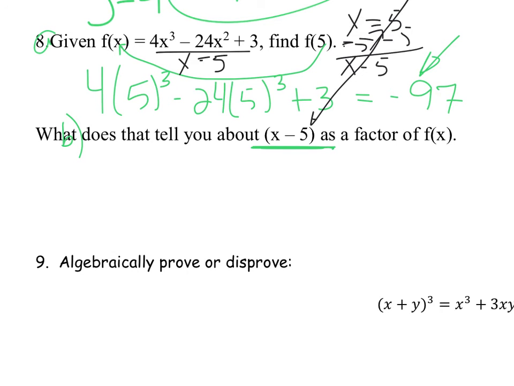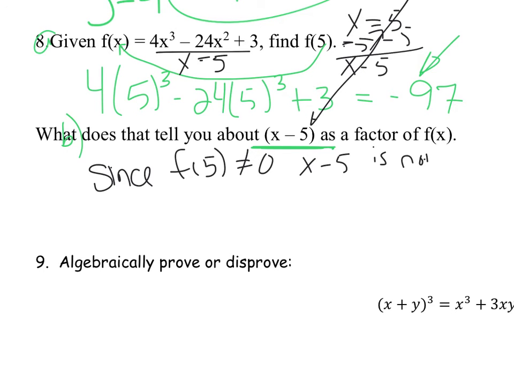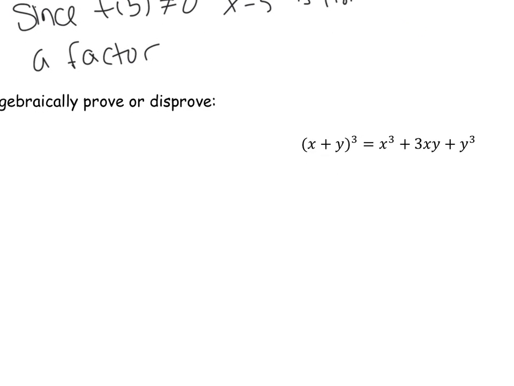Okay? So what does this tell you about a factor? Well, since f of 5, oops, that is very messy. F of 5 does not equal 0. X minus 5 is not a factor. The remainder theorem is a beautiful thing. It lets you skip over the whole division process and just state whether or not something's a factor or not.